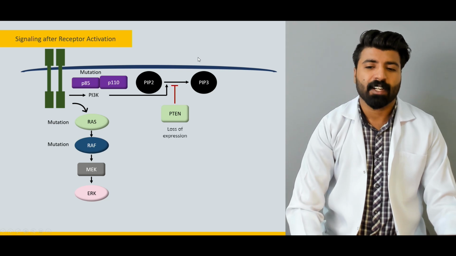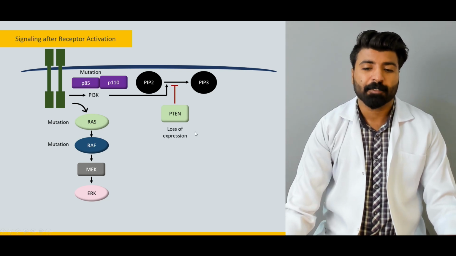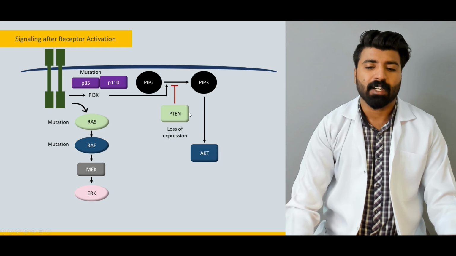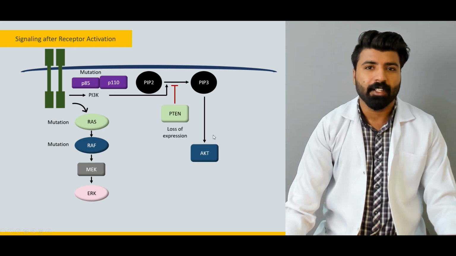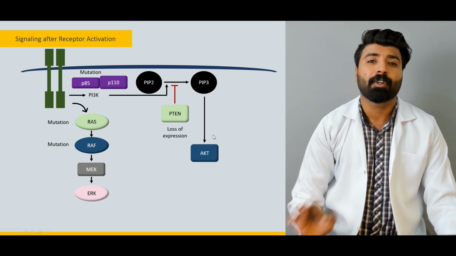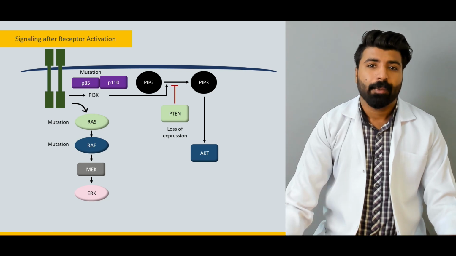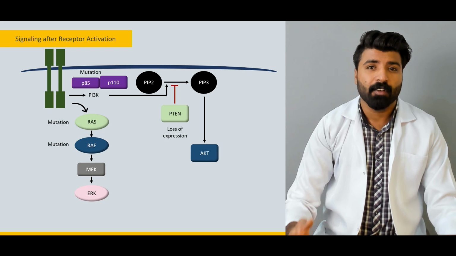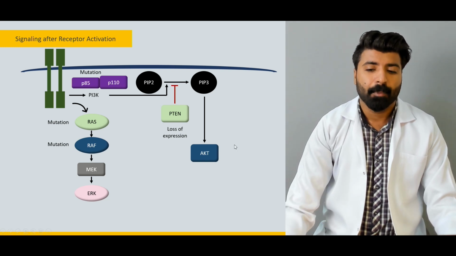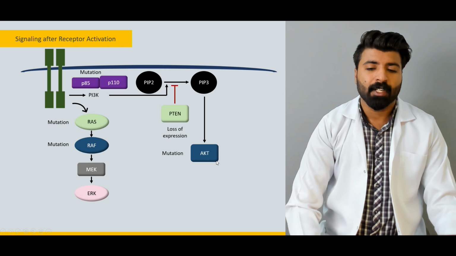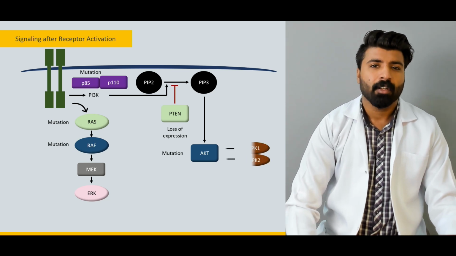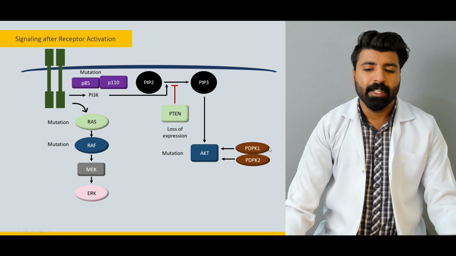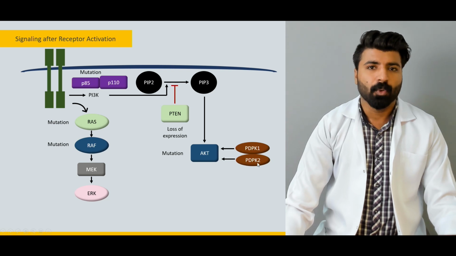Otherwise, what are the effects? If there's loss of expression of PTEN, what are the effects? It's going to convert into AKT. What is AKT? It's actually a protein kinase. Then these triphosphate groups will keep producing the protein kinases. What will the protein kinases do if they are mutated, with the help of PDK1 and PDK2? That mTOR will be produced. Now, what is mTOR?